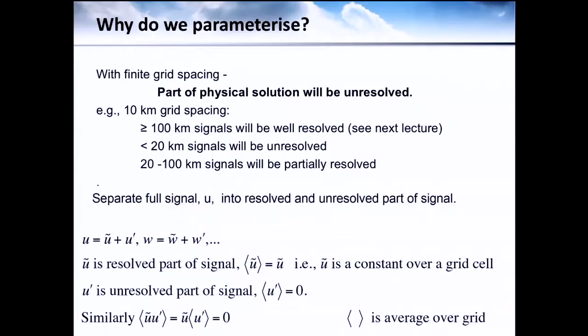So, I'm going to scare you with some equations that aren't that scary. There's just lots of them. With a finite grid spacing, we represent our model on a grid. Part of our solution will be unresolved. Think about this room as one grid box. There's lots of variability inside this room. Think of each of you being a turbulent eddy.